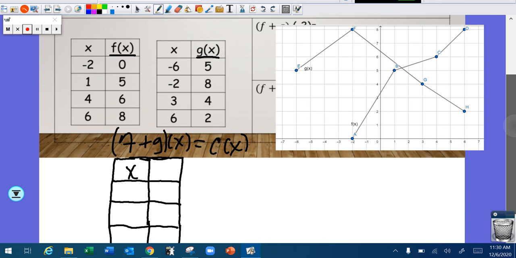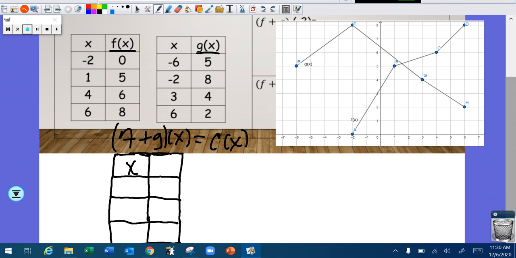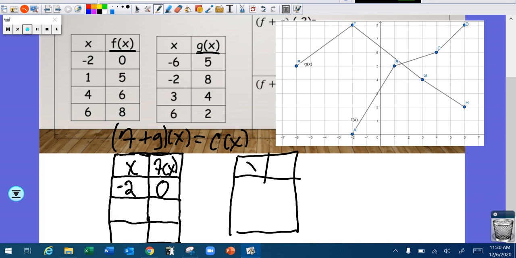So we're going to go here, and we're going to say at -2, f of x is 0. The output is 0. And I'm going to create another one, and I'm going to say x and then g of x when x is -2 for g, we get the output to be 8.